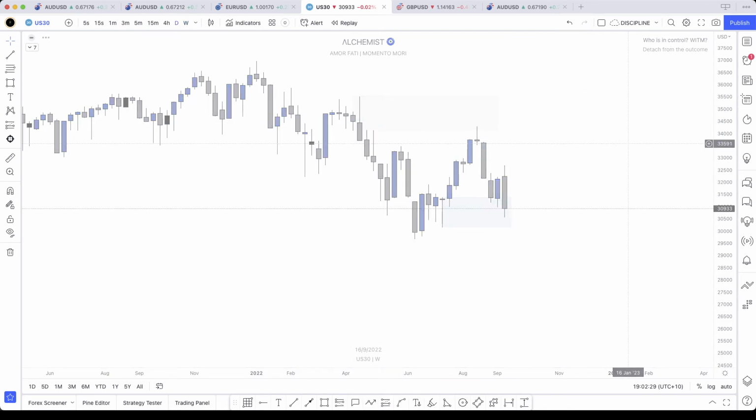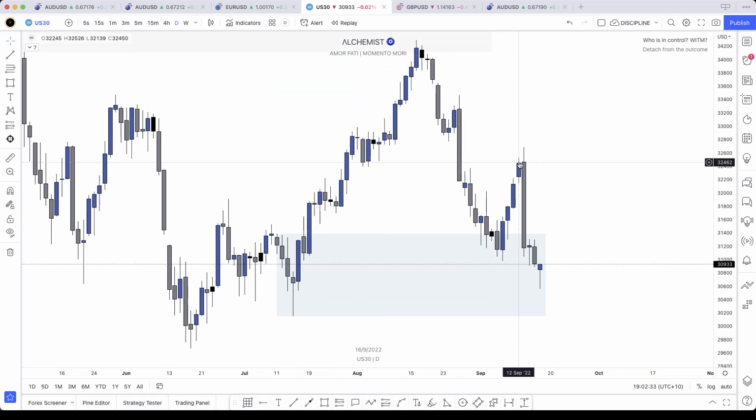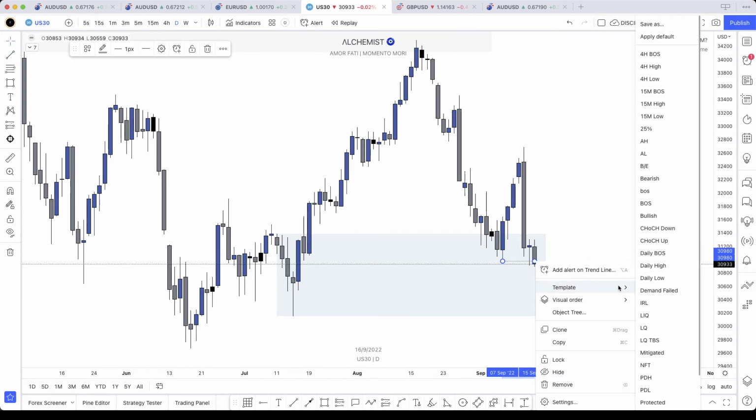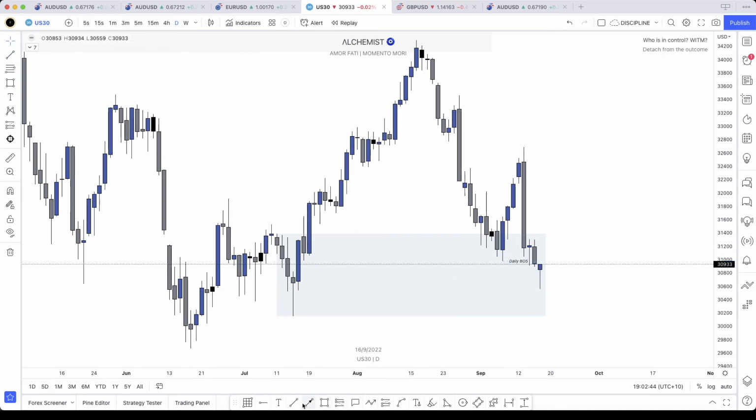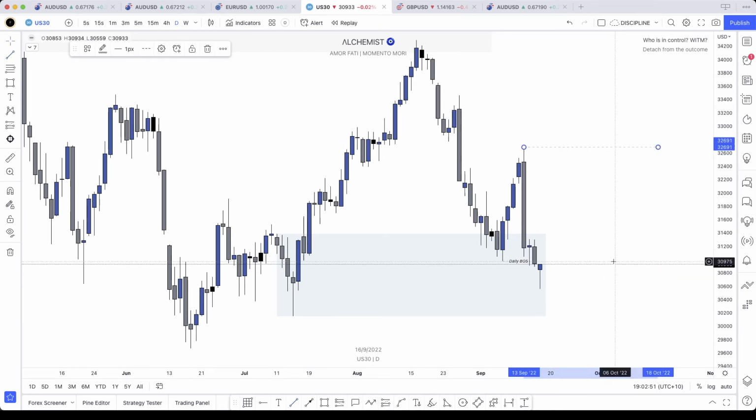Now looking at the daily, you can see here we've had quite a big reaction once we've tapped into this weekly demand zone. And unlike the other pairs, we have actually had a body close below. So this is actually the daily breakup structure for this pair here, leaving the daily high to be the highest point above this line. Quite clearly this one here, this being our daily high.